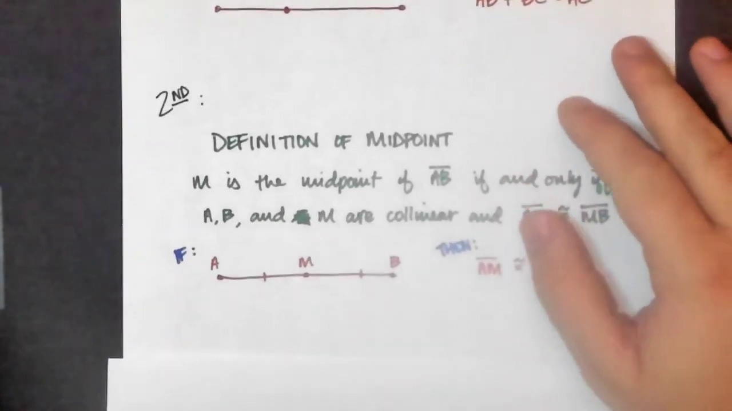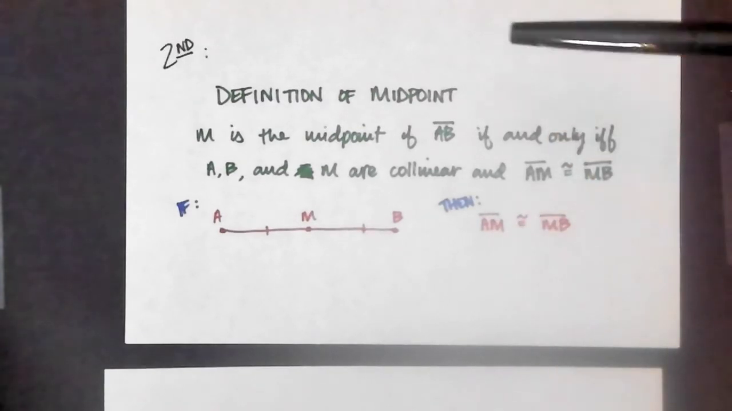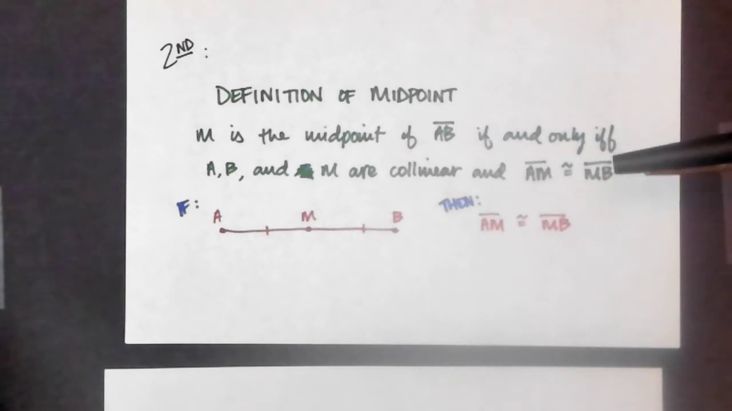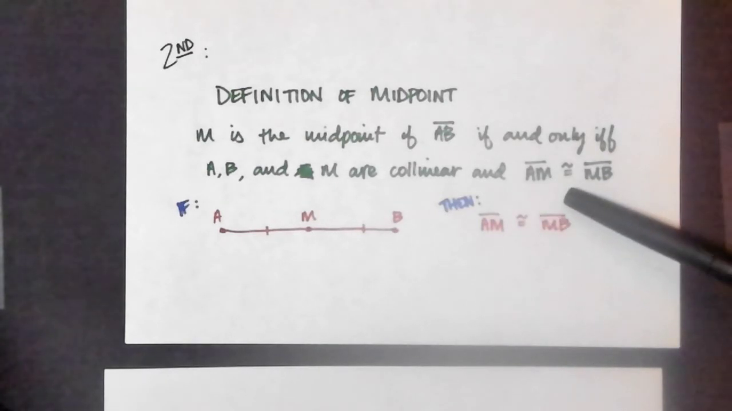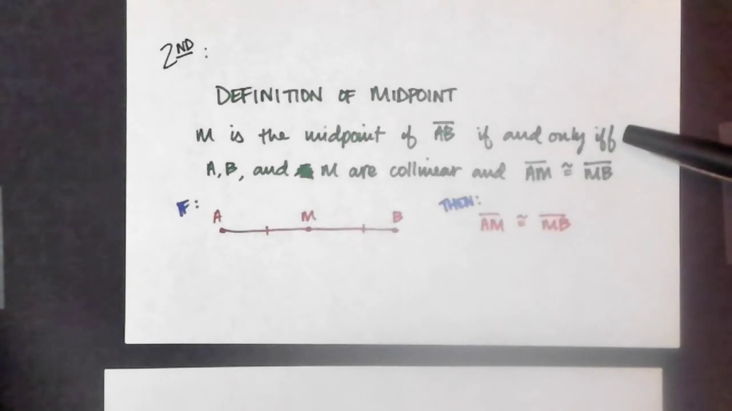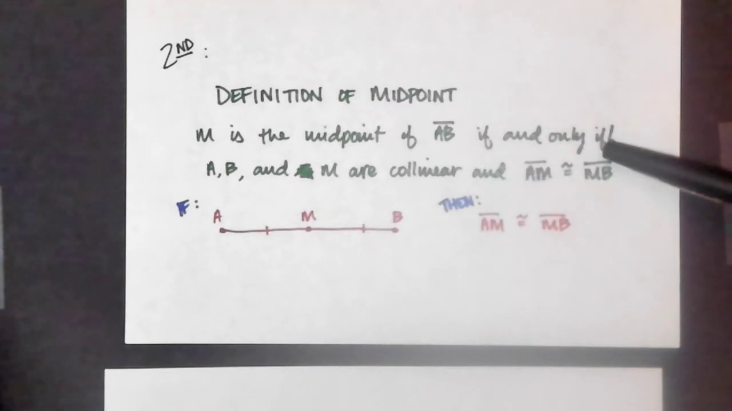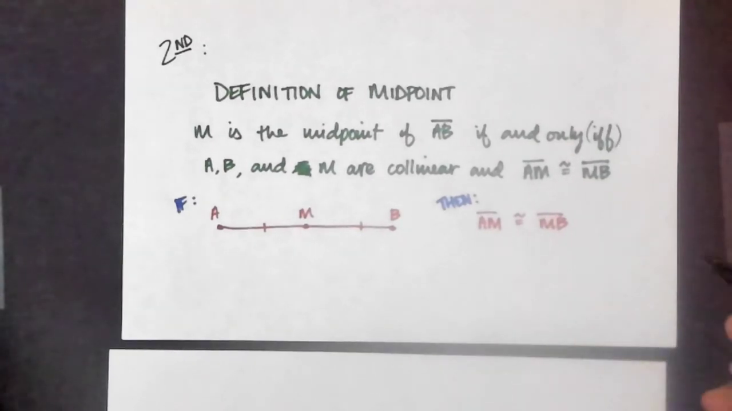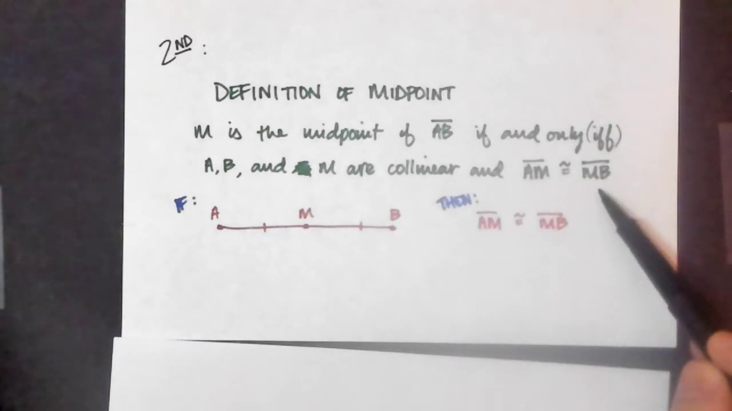Another very common justification with segments is the definition of a midpoint. This says that M is the midpoint of segment AB if and only if AB and M are collinear and segment AM is congruent to segment MB. I kind of went a little fast here and I put IFF. That's an abbreviation for the phrase if and only if. So you can abbreviate that as IFF. And this tells us that segment AM is congruent to segment MB.